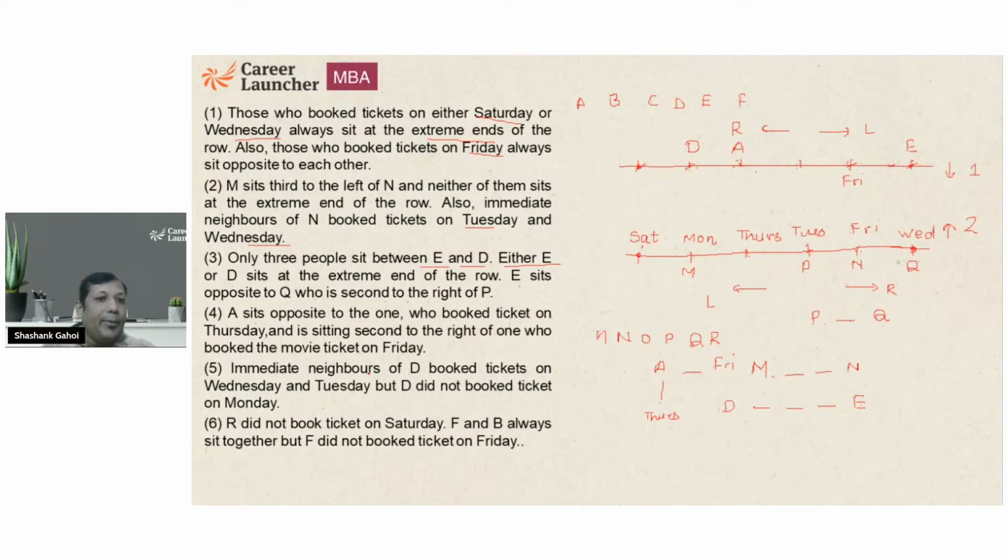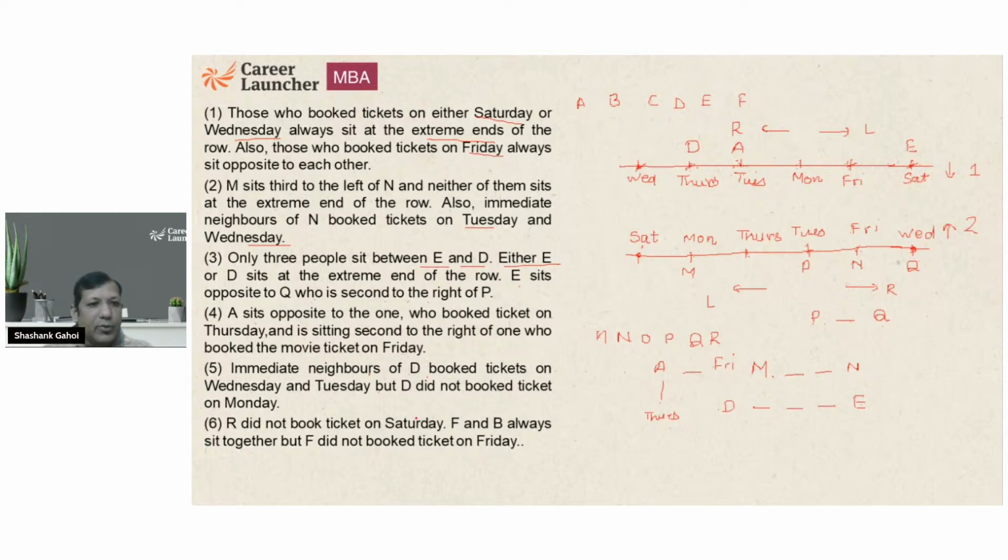Okay. Immediate neighbors of D book tickets on Wednesday and Tuesday. So I can say this is Wednesday. This is Tuesday. Because corner value cannot be anything except Wednesday or Saturday, this should be Saturday. Now, D did not book a ticket on Monday. So this is not Monday. So this should be Monday. So Monday, Tuesday, Wednesday. So this should be Thursday.